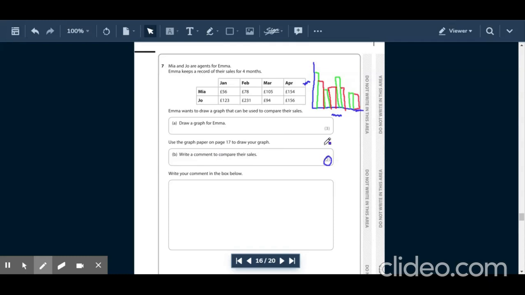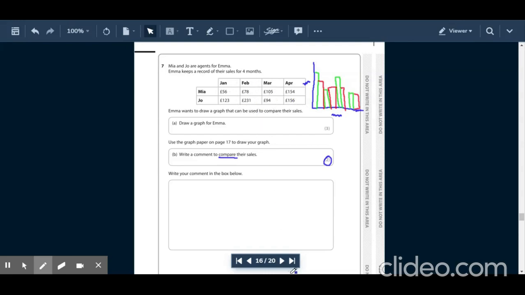So it also needs to compare their sales. So my graph here doesn't actually take into account these values. But just by looking at the values, or looking at the graph you've drawn, you could say that overall, Joe makes more money in January and February and April, but Mia makes more in March. So anything that compares the amounts for all of the points.